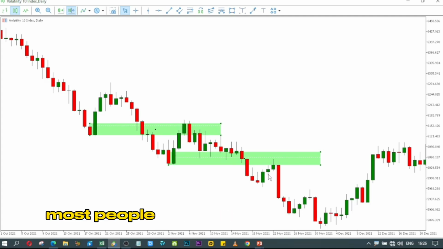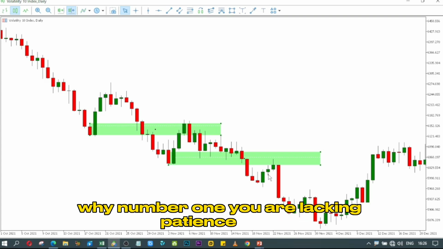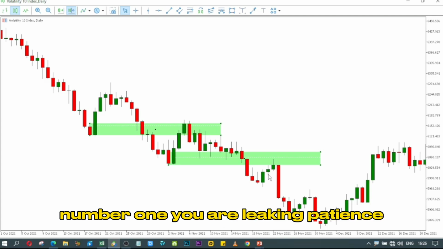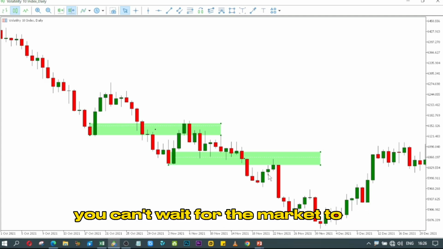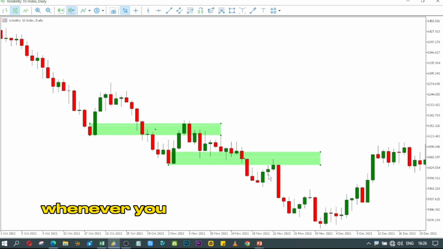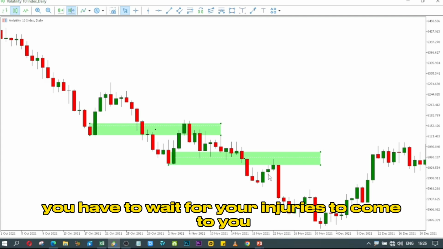So most people can have a strategy like this, but they cannot follow it. Why? Number one, you are lacking patience, right? You can't wait for the market to go in a trending market. You just want to buy any market. Whenever you open the chart, you want to trade, but it doesn't work like that. You have to wait for your entries to come to you, right?